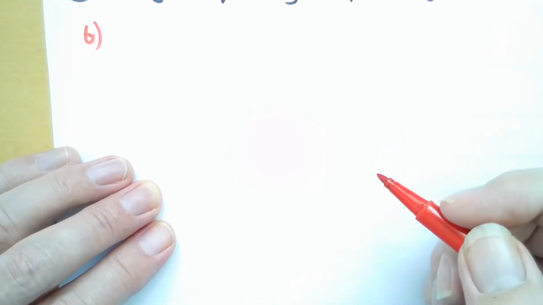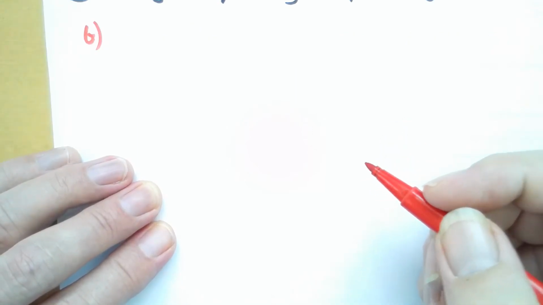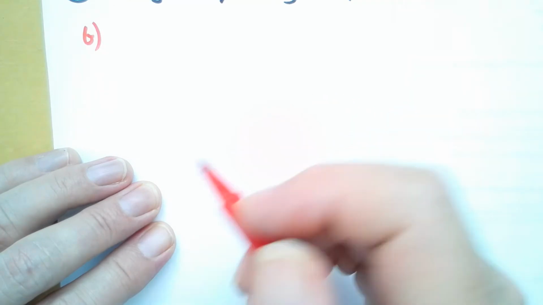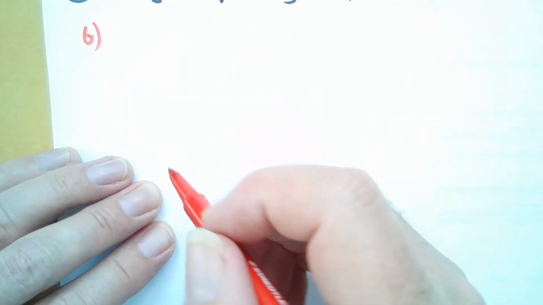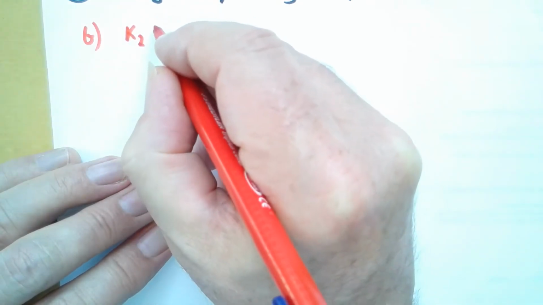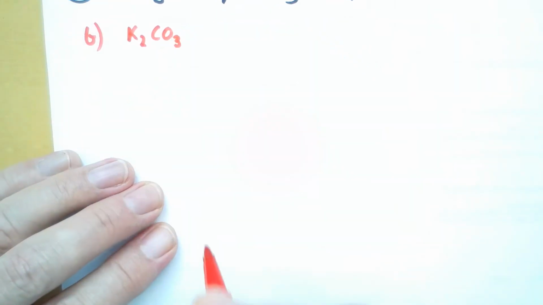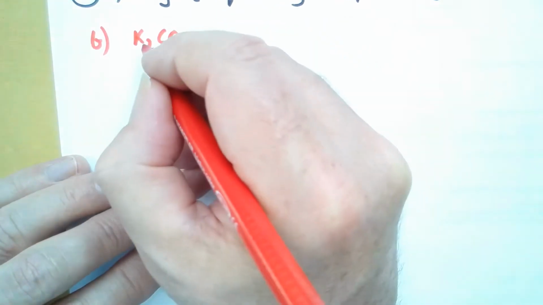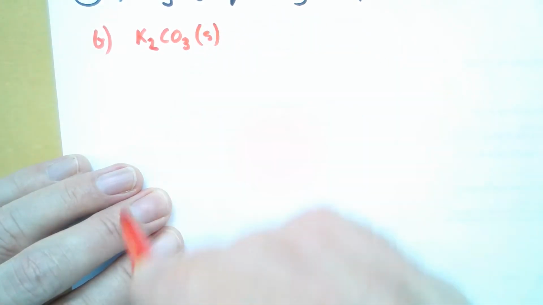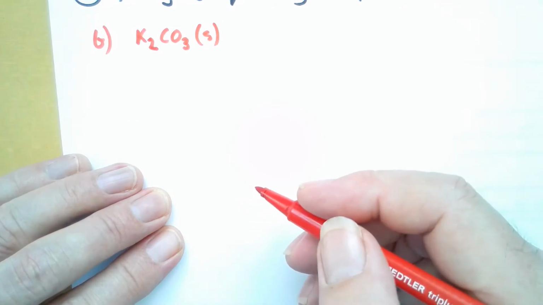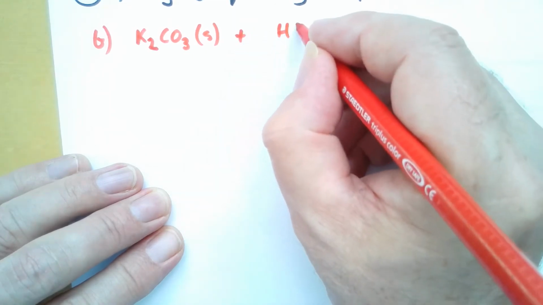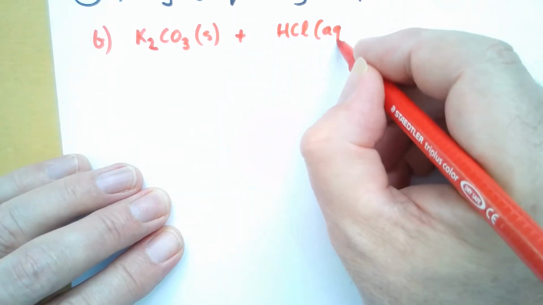In part 3b, we've got potassium carbonate powder and hydrochloric acid. Potassium carbonate, so carbonate, CO3 2-, and potassium is in group 1, so that forms a 1+ ion. So we're going to need 2 of those to match the carbonate ion and make that electrically neutral, and we're told that is a solid. Then we need hydrochloric acid. Okay, HCl, aq.